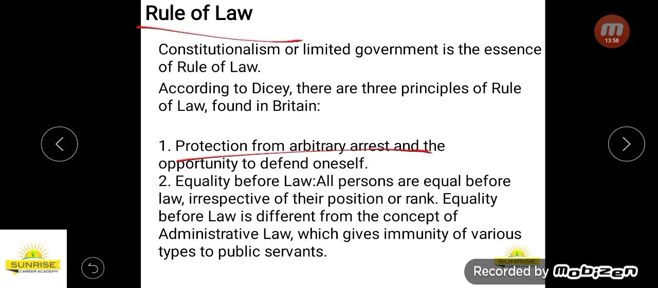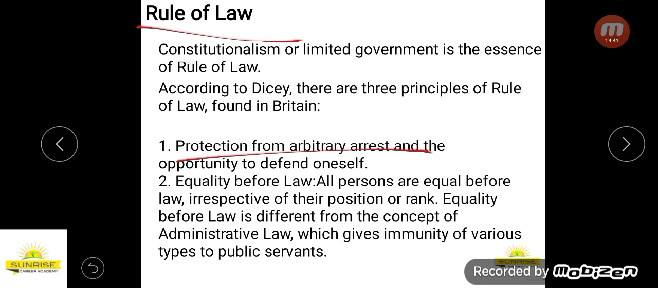If the police have arrested any person, that person has the full right to defend themselves. Second point, equality before law. All persons are equal before the law, irrespective of their position or rank. Equality before law is different from the concept of administrative law, which gives immunity to various types of public servants. In the absence of a constitution and fundamental rights in Britain, the judiciary protects these rights. So this system is called the principle of common law.